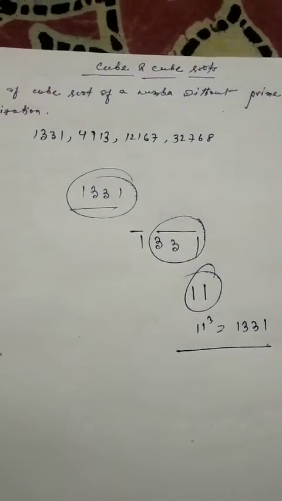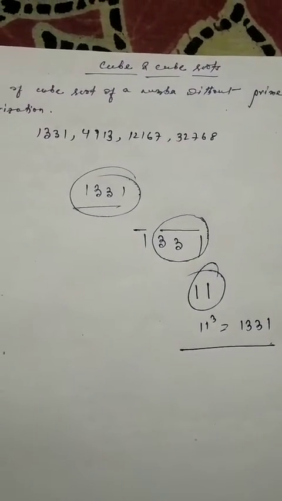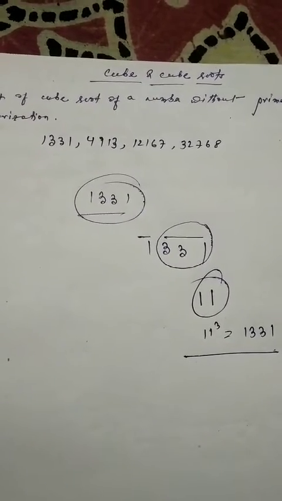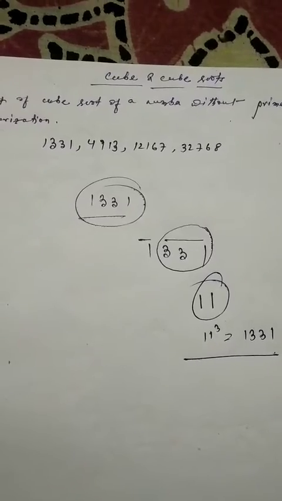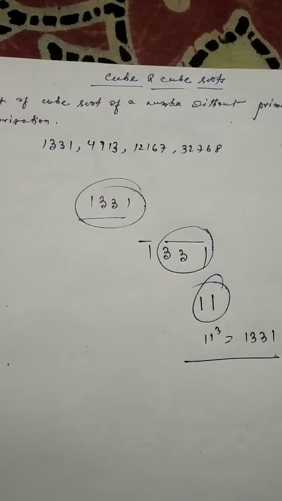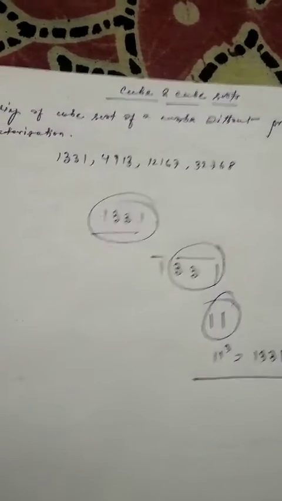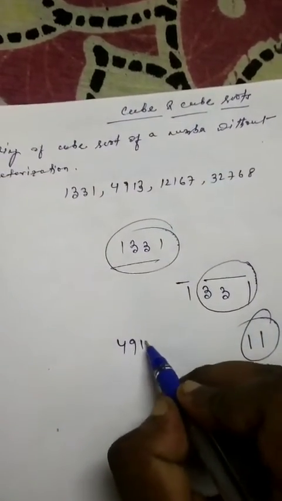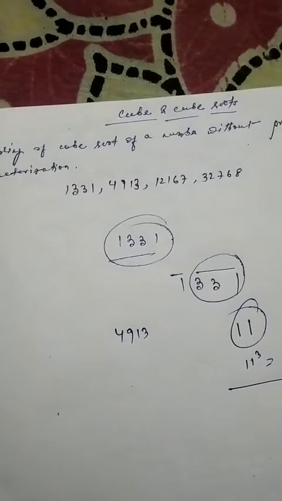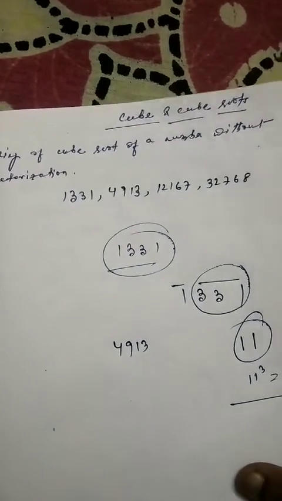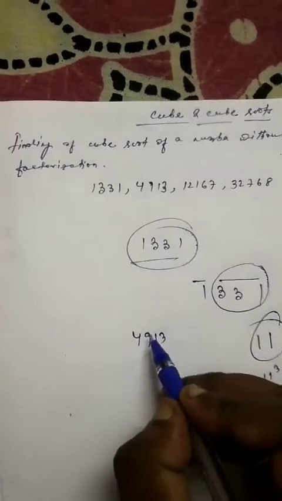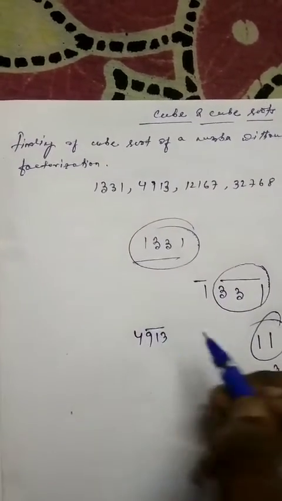Children, I can understand that it's a little bit difficult to understand at this moment. Let us deal with the second number. I believe it will help you to understand. The next number is 4913. So in this particular number, the group of first 3 digits is 913.